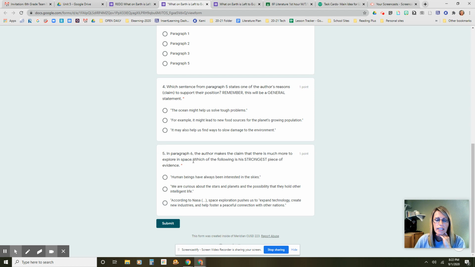Lastly, in paragraph 6, the author makes the claim that there is much more to explore in space as another reason. And then what you're having to evaluate is, what's the strongest piece of evidence? So think to yourself, which one would convince you? Would it be that we should explore space because everybody's curious about it? Okay, that may be true. We're curious about the stars and planets and the possibility that they hold other intelligent life. Now, what you should be becoming as an older reader is, okay, those 2 things just sounded alike. So a good test-taking strategy, if you've got things that are pretty much the same, it's probably not those answers.